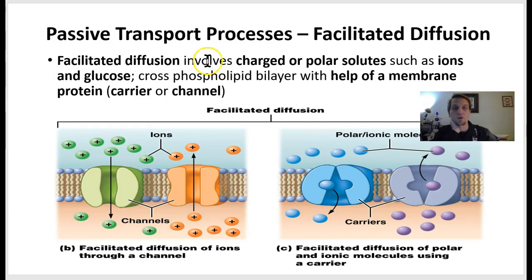So facilitated diffusion involves charged or polar solutes such as ions, glucose, which even though it's a simple monomer, is still too large to just come right across the membrane. So they need a little help through a carrier or a channel. The reason it's still diffusion and passive is because it's going from high concentration to low. High to low. That's pretty much the key of passive transport, going from high to low concentration.